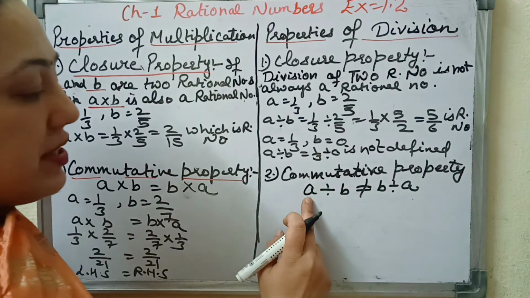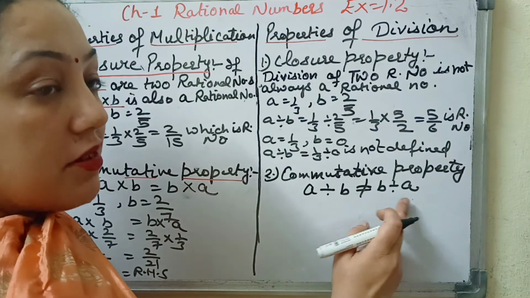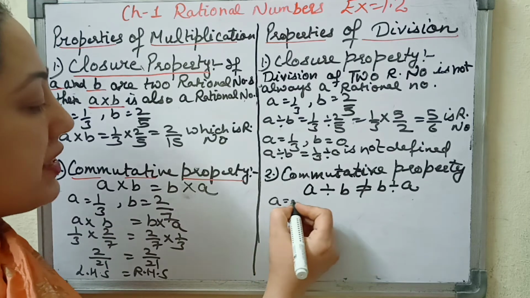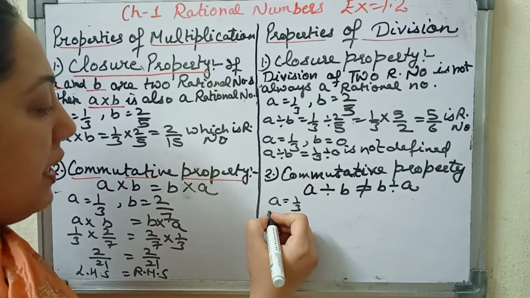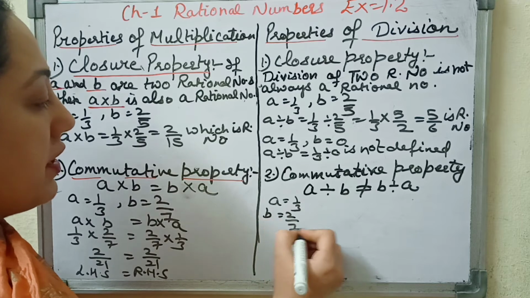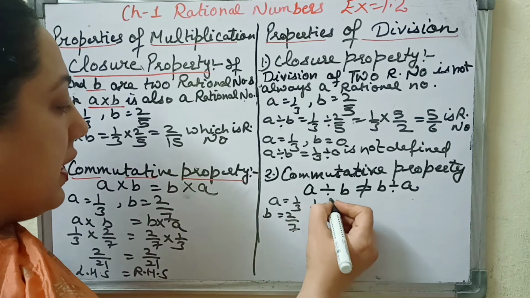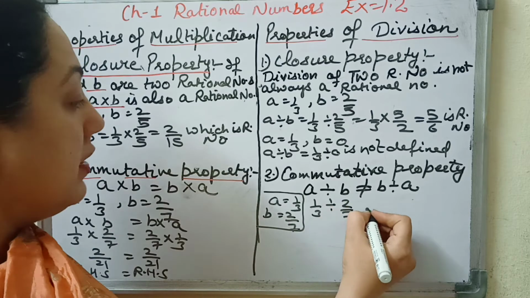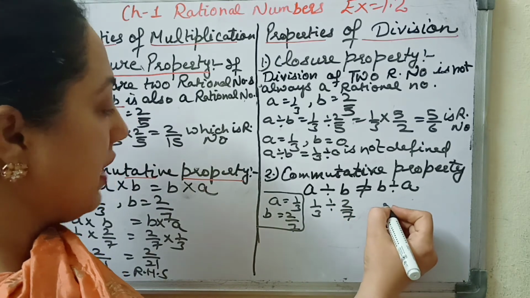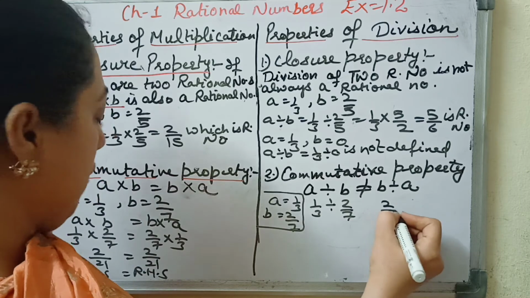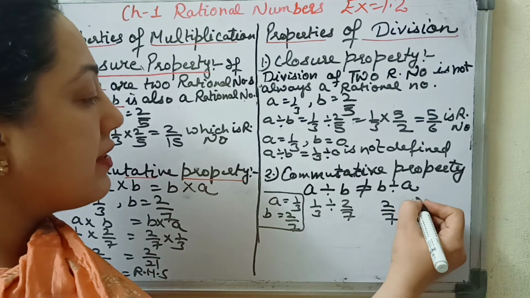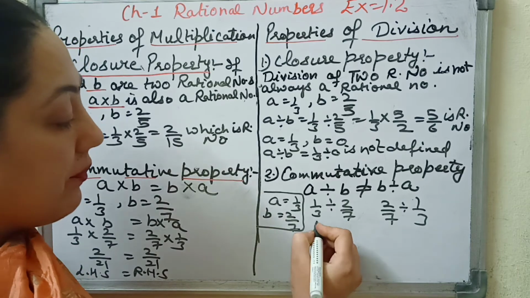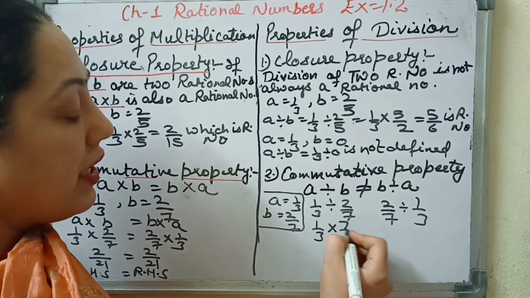But in case of division, A divided by B is not equal to B divided by A. Now let us take the same example. A I take as 1 over 3 and B I take as 2 over 7. Now I put the value 1 over 3 divided by 2 over 7, and on the other side I put the value B, 2 over 7, and A is 1 over 3. Now you see the result on both sides is not the same.